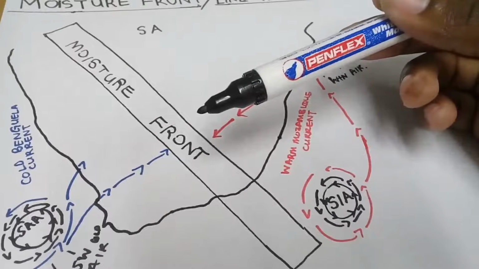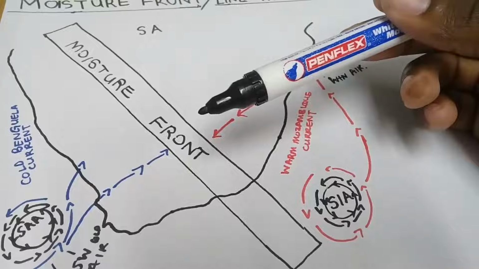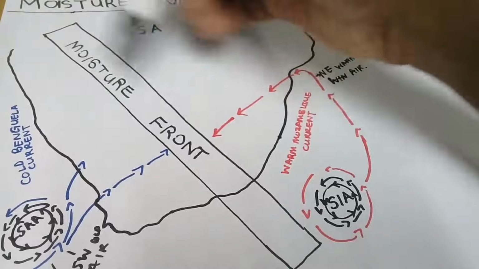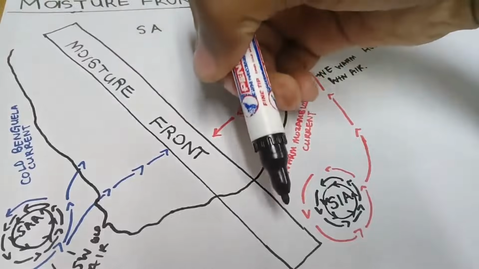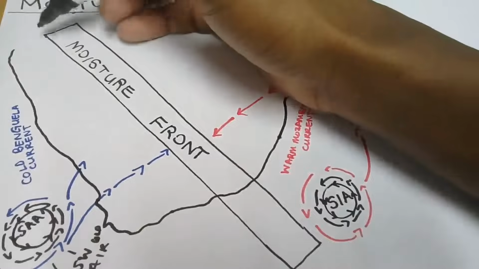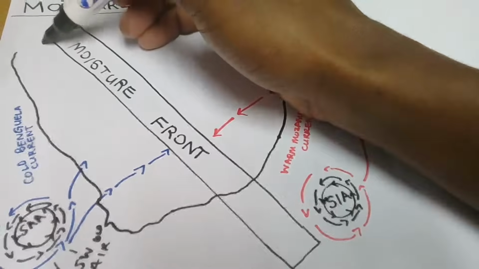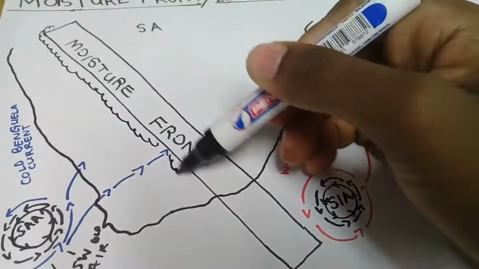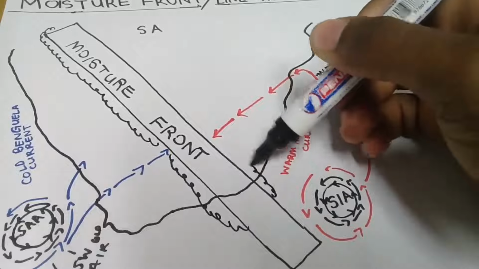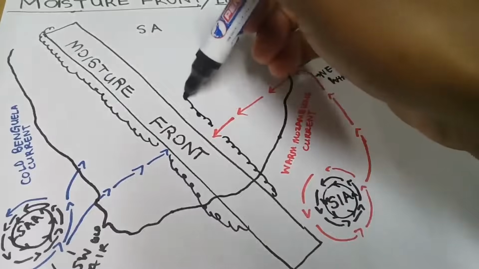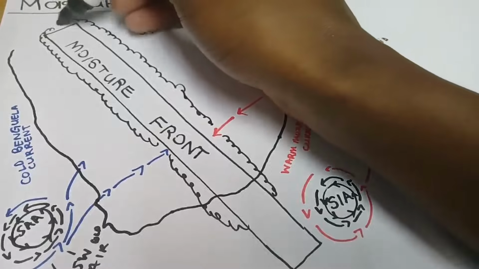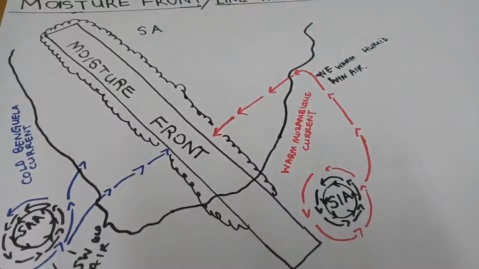This is whereby this cold air is going to get underneath, forcing the warm humid air to rise, forming big clouds. As you can see, this moisture front represents a line thunderstorm, like big clouds. You should take this one as clouds formed by this front in the interior of South Africa.